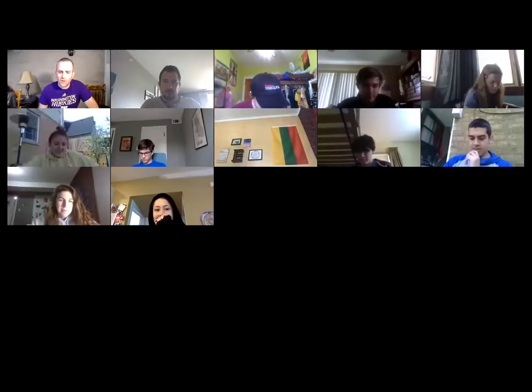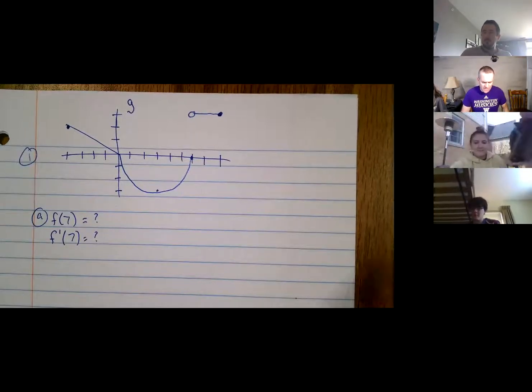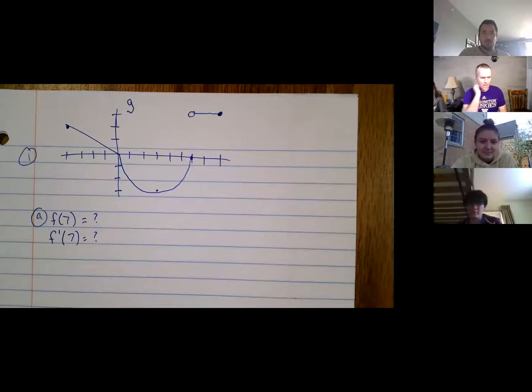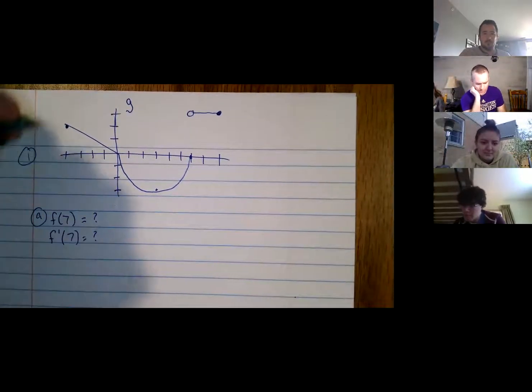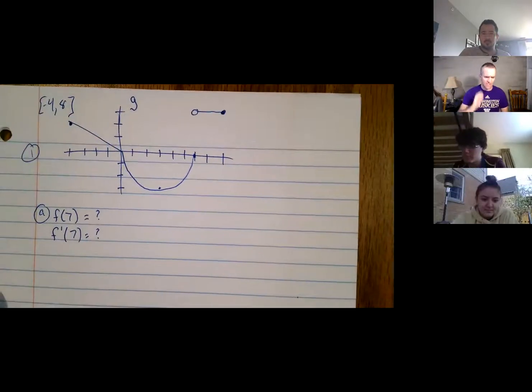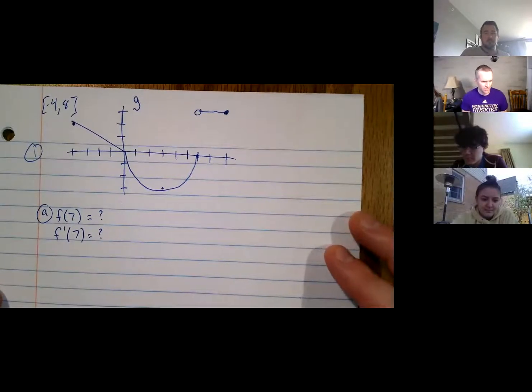Document camera. All right, and so we are working on problem number 1. Let's read problem 1. Problem 1 gives you this graph. It says this is a graph of g, and the function g is defined on the closed interval -4 to 8. The graph consists of 2 linear pieces and a semicircle as shown in the figure above.